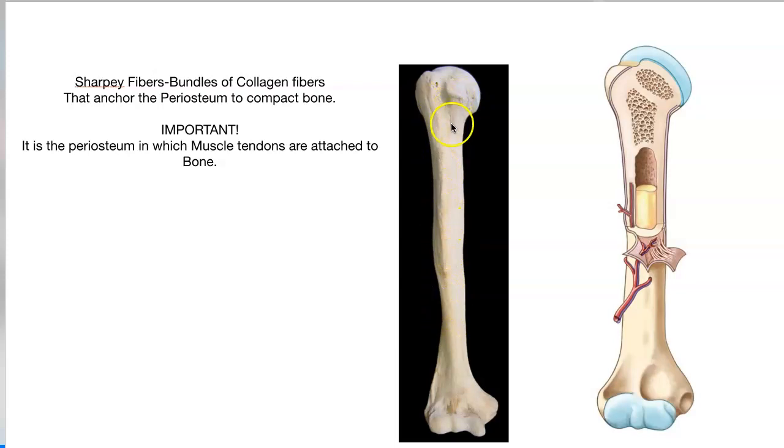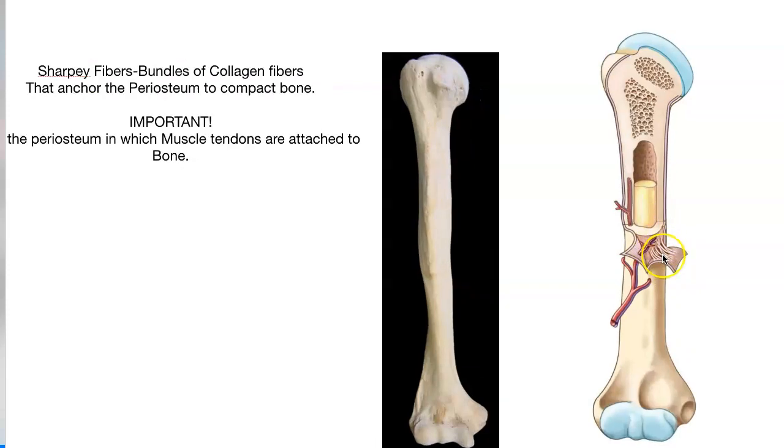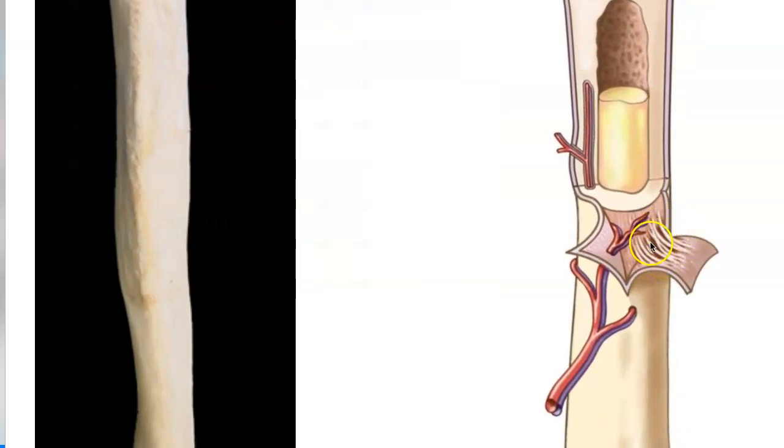So the periosteum, which they are showing you here, they are pulling the periosteum off here. And you see these little white things right here. So here's your periosteum. These little things are called Sharpey's fibers. These are collagen fibers that are anchoring the periosteum to the compact bone. So it's kind of like they're stapling this periosteum to the compact bone.